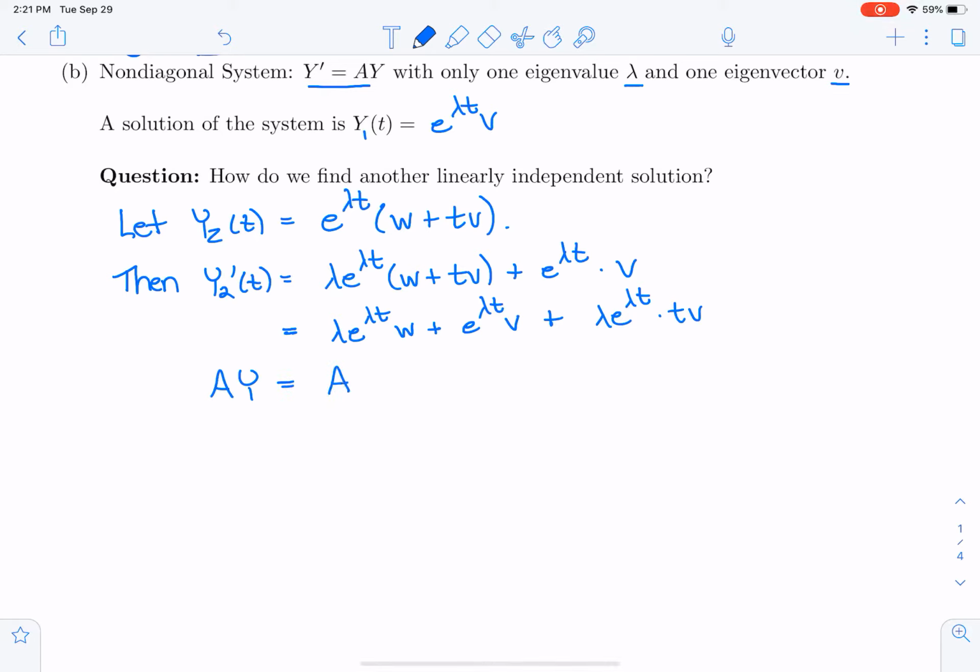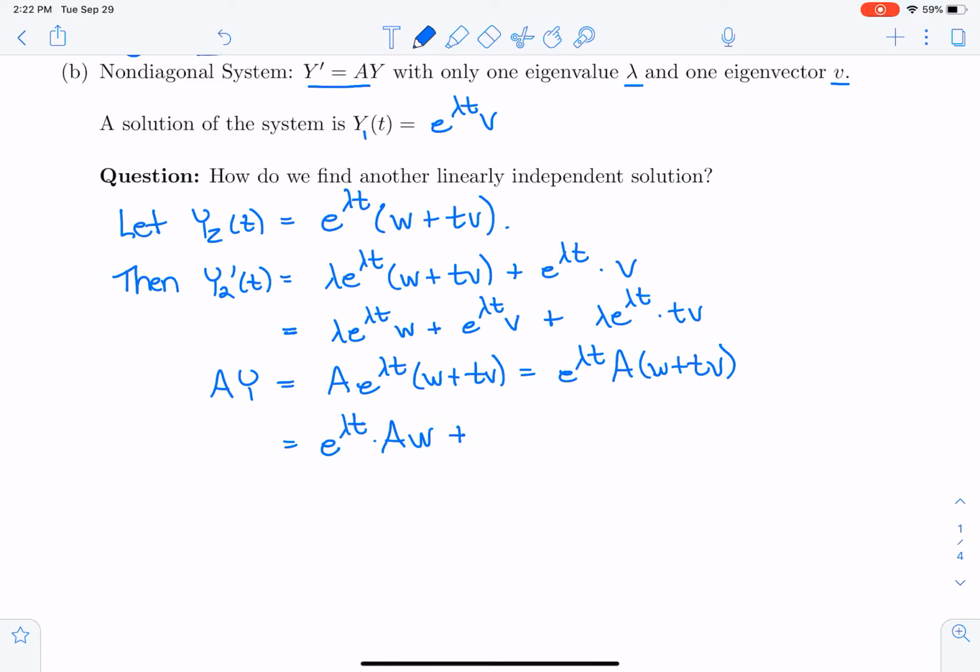That is going to be a times e to the lambda t times w plus t times v. Well, that is e to the lambda t because that's just a scalar, and that's going to be multiplied by a times w plus tv. And then I'm going to distribute the a. So I'm going to get e to the lambda t times aw plus e to the lambda t times t a v.